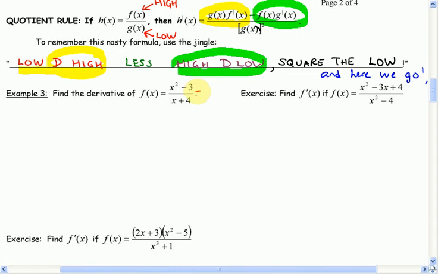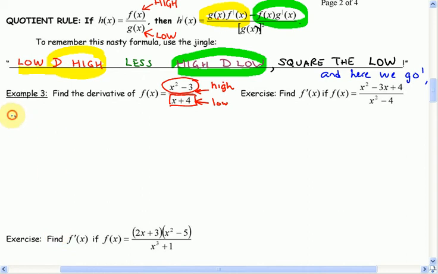Here we go. So let's take a look at this. This is what I mean. I'm going to talk about this whole function as high, and this entire function down here as the low. So really, high just means numerator, the entire numerator. Low means the entire denominator. No, it's the same thing. So here we go.